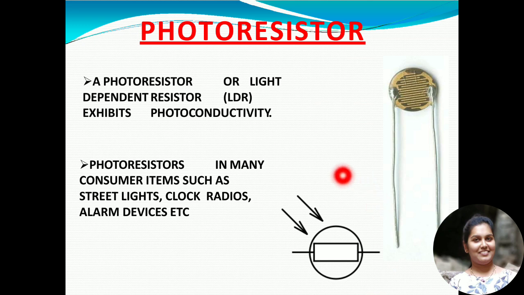Coming to the symbol, we see a rectangular box. On the two sides of the rectangular box, two connecting terminals are there, and this rectangular box is placed inside a circle, and outside the circle you see two incoming arrow lines. This shows that light is falling on the resistive material, and the whole symbol symbolizes the photoresistor. So the resistor which changes its property based upon the light that is falling on it is nothing but a photoresistor.